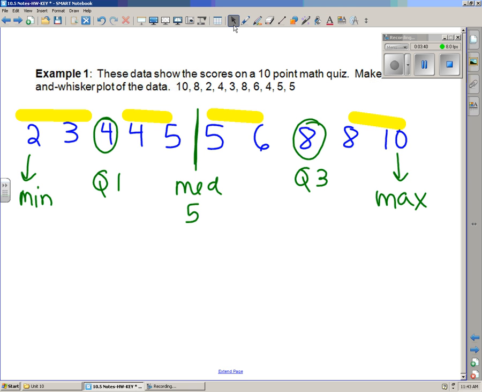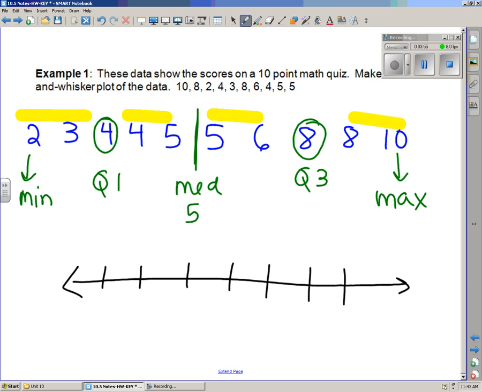When you now create your number line, you don't want to repeat numbers on a number line because you never do that. I'm going to start from my minimum value, and I'm going to draw a number line to my highest value. So I've got 2, 3, 4, 5, 6, 7, 8, 9. Let me go out a little bit more.